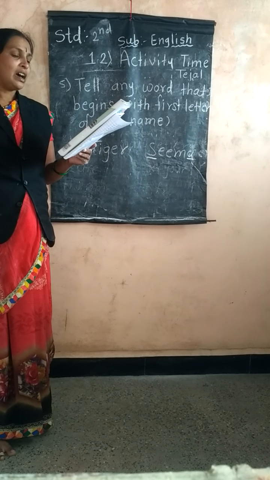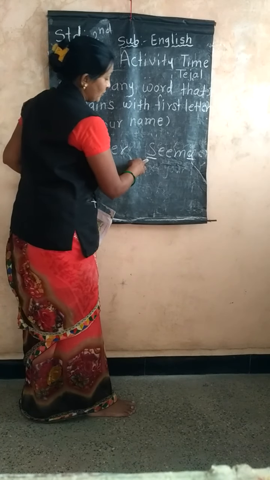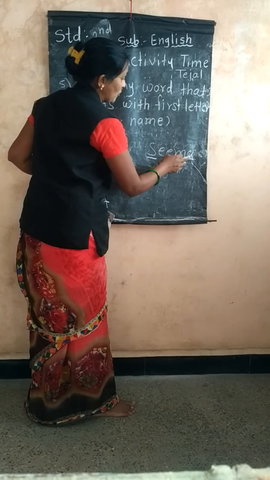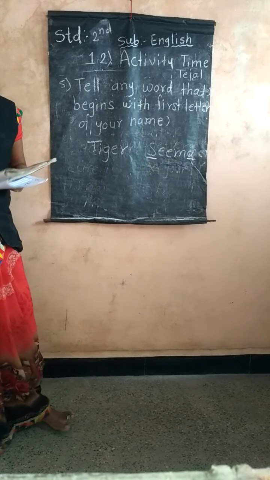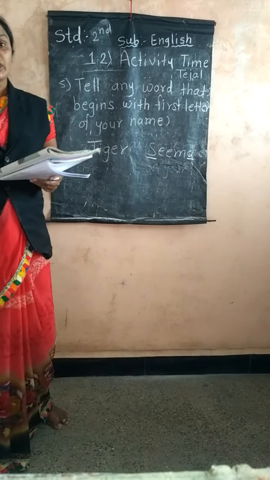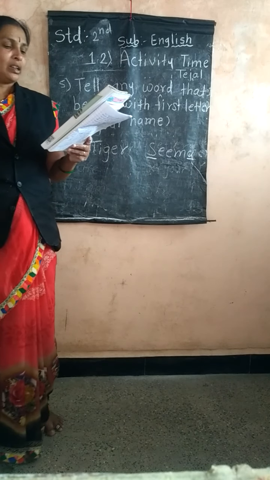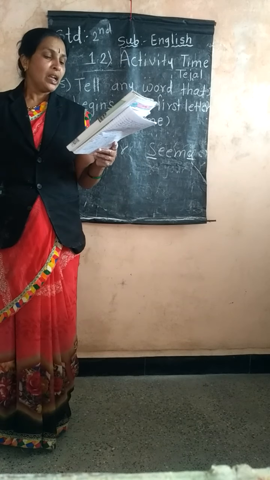How many letters are there in your name? Okay, now listen. Here we count 1, 2, 3, 4, 5. Okay, there are 5 letters in my name. Now you see, how many letters are in your name? Name spellings. Okay.